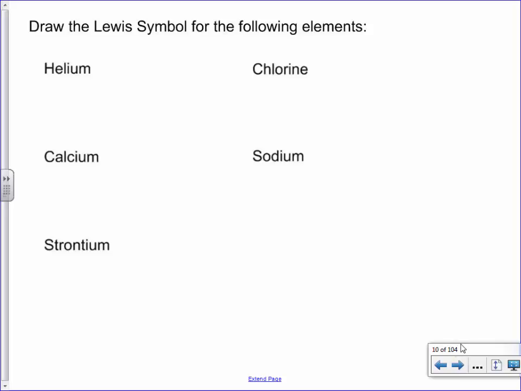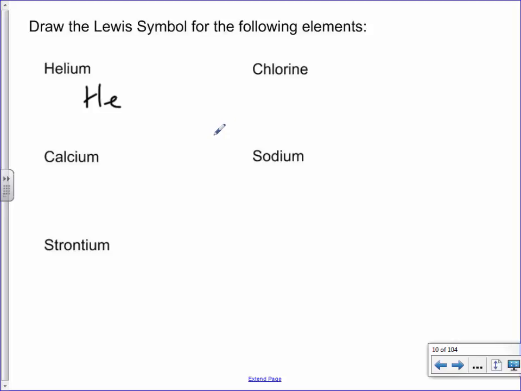Okay, let's try a task here. Draw me the Lewis symbols for helium then. So to draw a Lewis symbol, first thing you need to do is just write out the element symbol. So He. And then we just need to know how many electrons helium has. How many electrons does helium have?